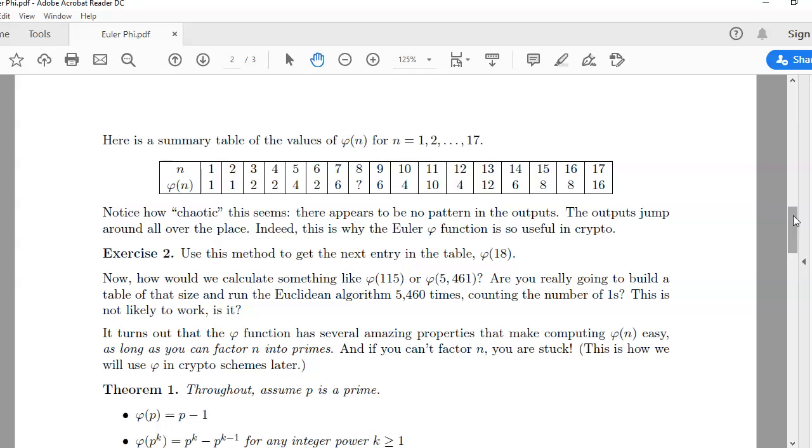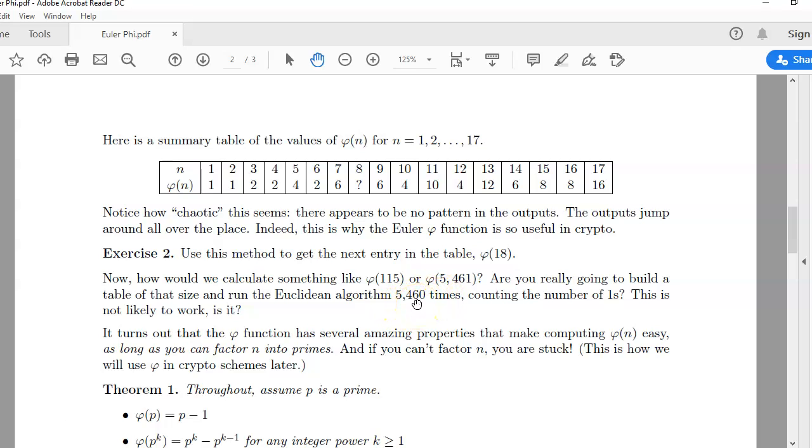Okay? Now I'm going to take a break here in a second, and what we're going to do in the last half of this handout is get realistic, because this technique of just computing the GCD for everything is not going to work. For instance, how would you calculate something like phi of 115? Or how about phi of 5,461? Are you really going to sit there and write out everything mod 5,461? That would be 5,460 things to check.